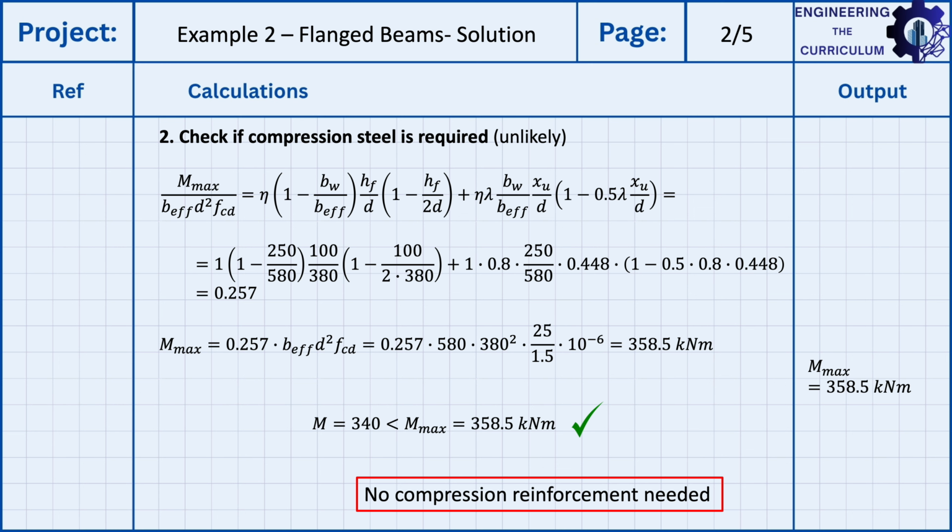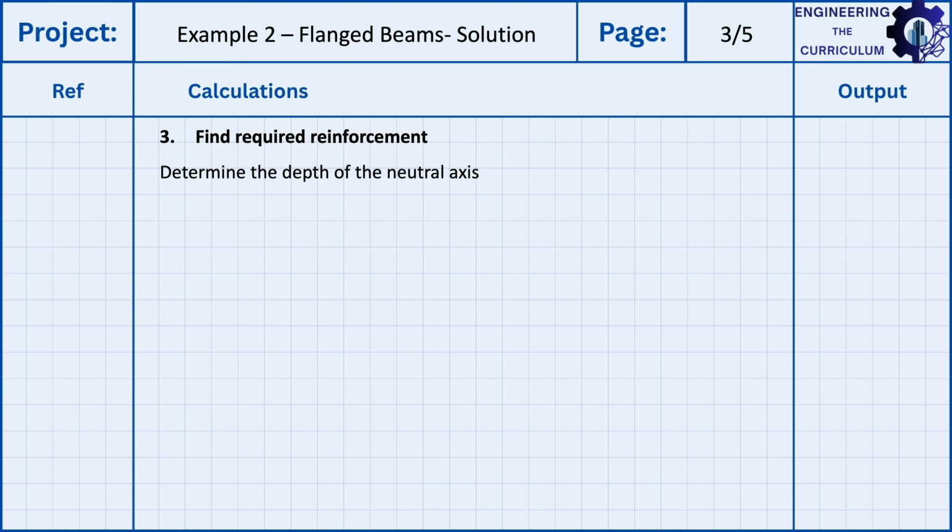If it is, that's fine. We don't need any compression reinforcement. If it wasn't, we would have to design for compression reinforcement or change the section. So now that we know two main things about our design, one, that the stress block goes into the web, two, we don't need compression reinforcement, we can now find the required reinforcement.